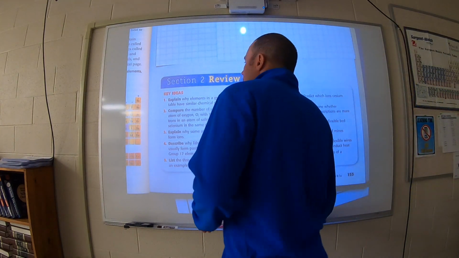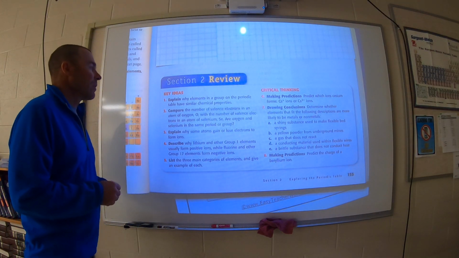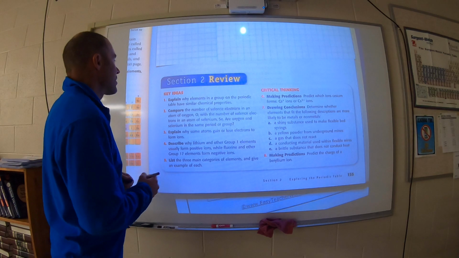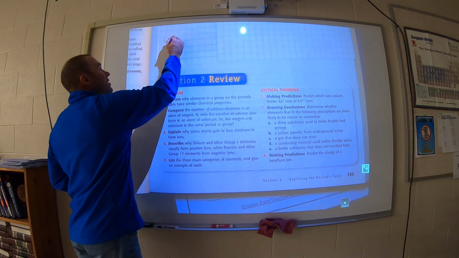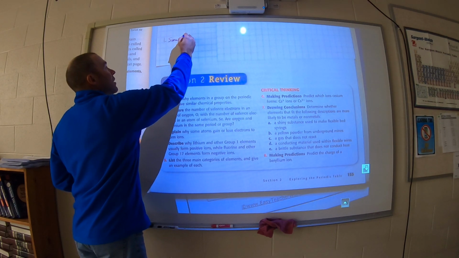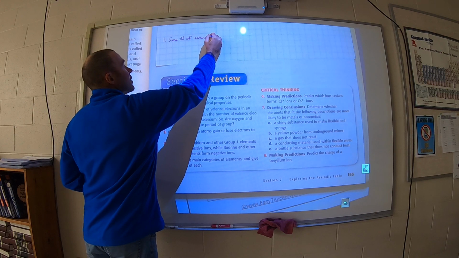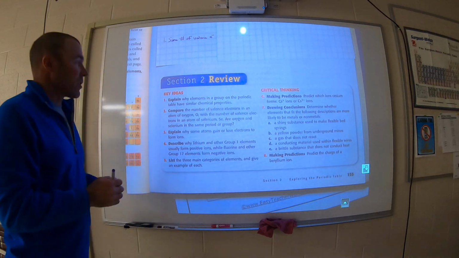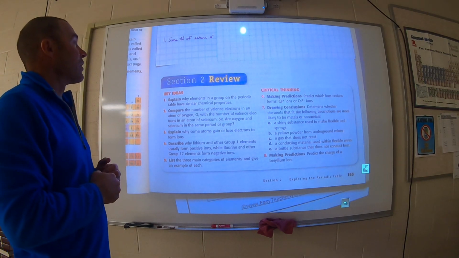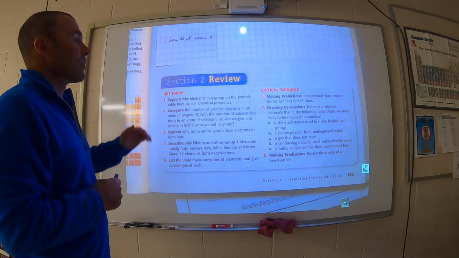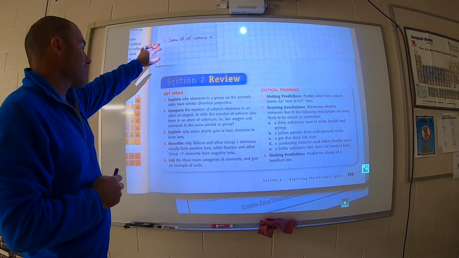So let's go over 1 through 8. Number 1, explain why elements in a group on the periodic table have similar chemical properties. Well, they have similar chemical properties because they've got the same number of valence electrons. You remember, valence electrons are outer shell electrons. So atoms that have the same number of outer shell electrons have similar characteristic properties.